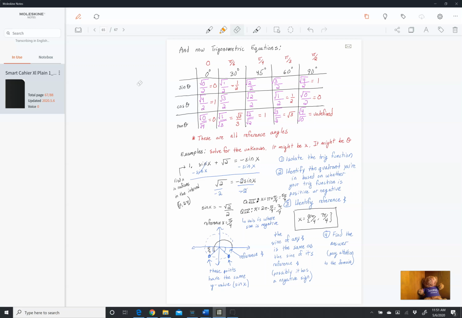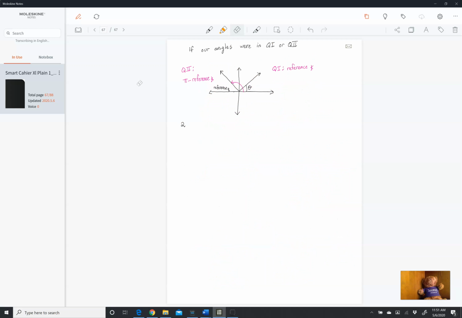Okay. Let's do another problem. Let's say, for example, we do sine of x. So we're going to find x in the interval 0 to 2 pi. So we're going to do radians again.